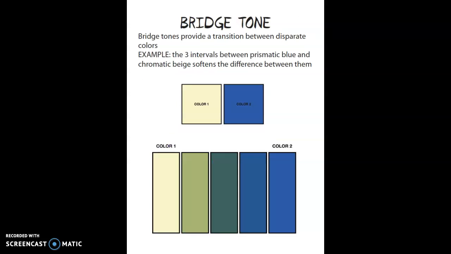Bridge tone. What is a bridge tone? We're taking 2 colors that are disparate, meaning they're not similar to each other, beige and blue, and we're going to fill in the gaps. So 3 steps, and we're slowly getting into this blue. What colors would bridge the gap between beige and blue? So this is going to be one of your assignments that I'll talk about later.